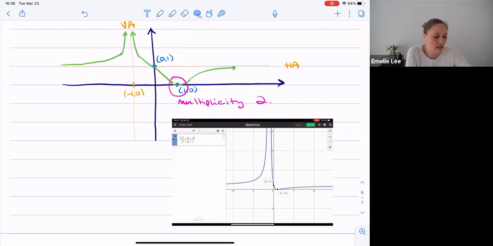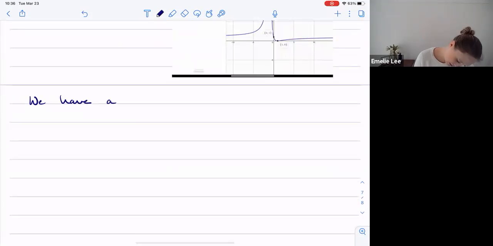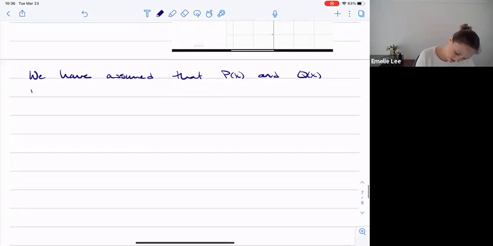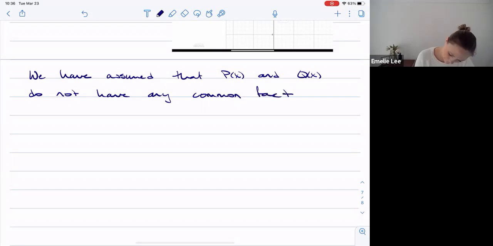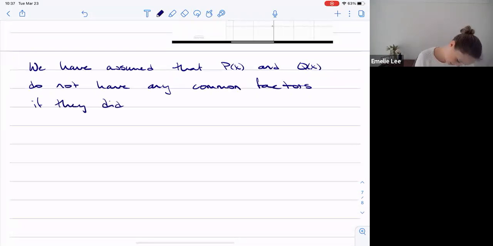Okay, so the last thing that I want to talk about in this section is common factors. So we've been assuming that p of x and q of x don't have any common factors. But if they did, what happens is that you would get a hole in your graph. So we have assumed that p of x and q of x do not have any common factors. If they did, our graph would have a hole.